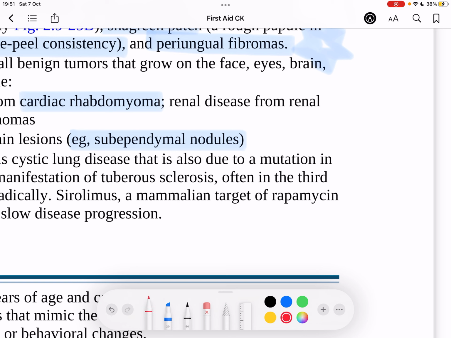The subependymal nodules are usually seen on a CT or MRI. Say that these are the lateral ventricles, very poorly drawn, but you'll see a little white nodule like here on your CT or MRI. That's a subependymal nodule because it's just underneath the ependymal cells that line the ventricles. And your cortical tubers are another thing. They haven't mentioned it here, but look out for them.